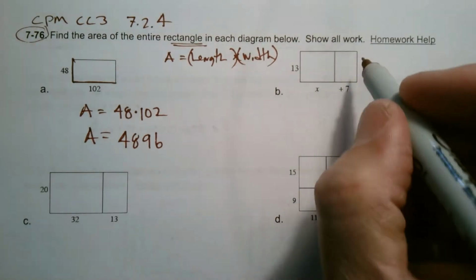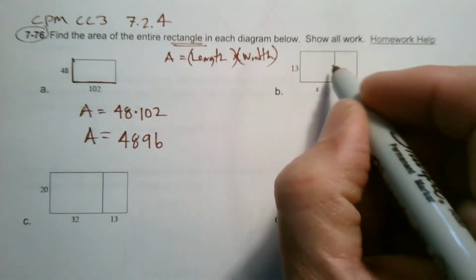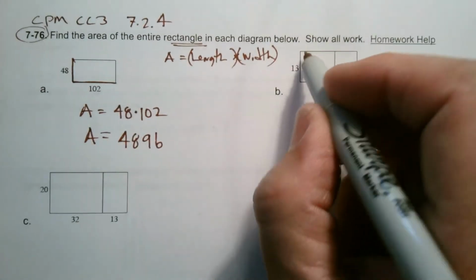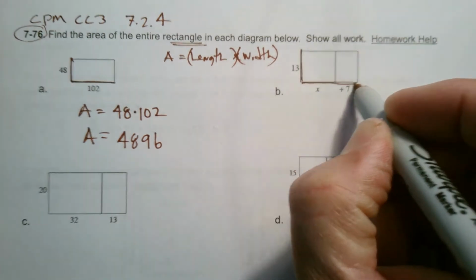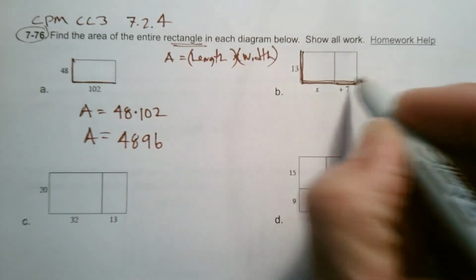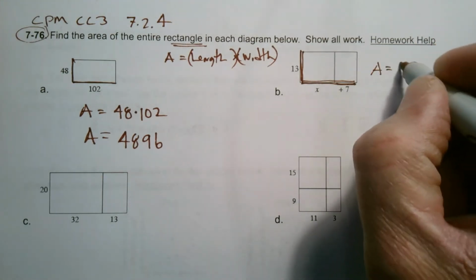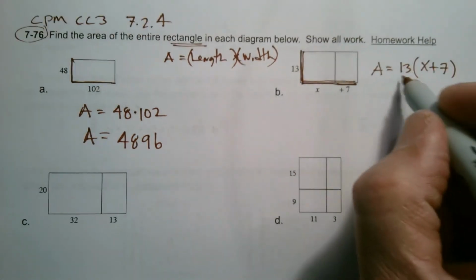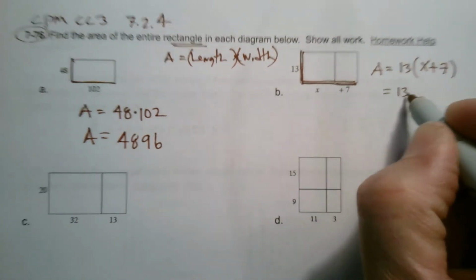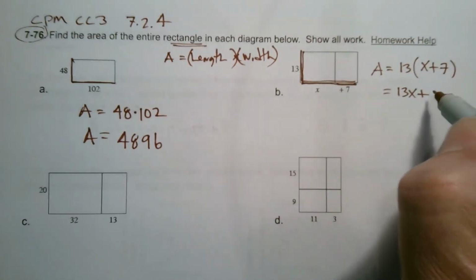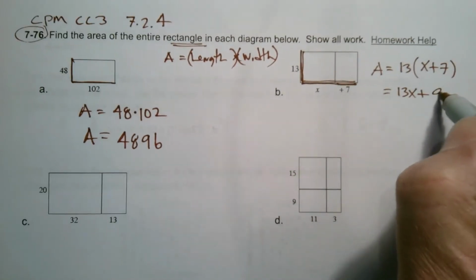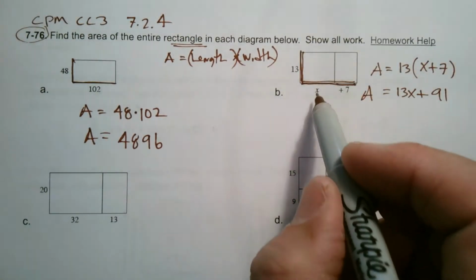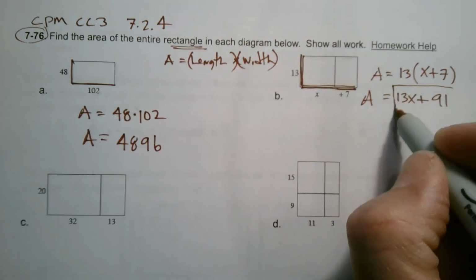Now I want to keep going, because now what I have is the area of this. You can find it a couple ways. You can find the area of each individual rectangle and add them together, or we can find the area of this entire rectangle. Call this the width, call that the length. I'm going to do that first. Area is 13 times x plus 7, which by the distributive property is 13x plus 7 times 13, which is 91. There's my area as an expression. There's nothing else I can do because I don't know what x is, so I leave my answer as an expression.